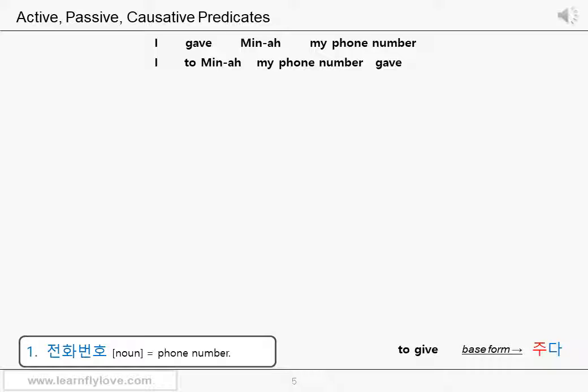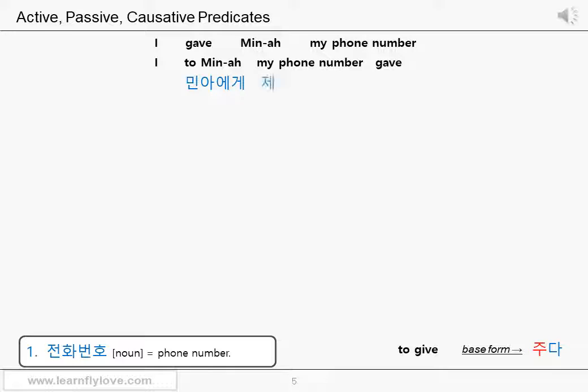Let's say the subject I is understood this time. Therefore, you don't have to mention the subject I. To Mina, you don't even have to know it's an indirect object in English grammar. You gave something to Mina. Therefore, you use the particle 에게, 미나에게. Of course, you can use the particle 한테 too, which is used more commonly in spoken Korean. 미나한테. My phone number.